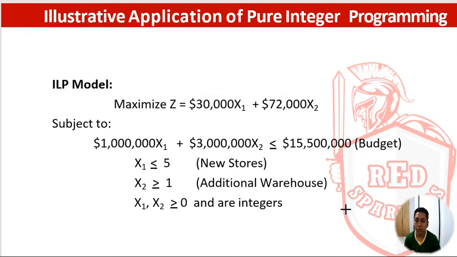And sabi nga nila, we will not be forgetting the non-negativity constraints. x1, x2 should always be greater than or equal to 0. And ngayon, integer programming na, so it should be integers. Dati kasi ito lang. Yun na yung difference. Dati kasi walang ganyan.